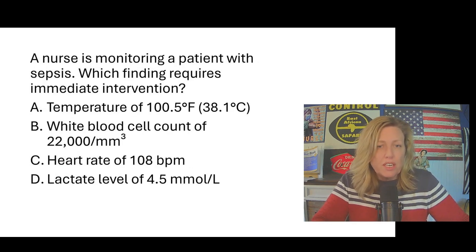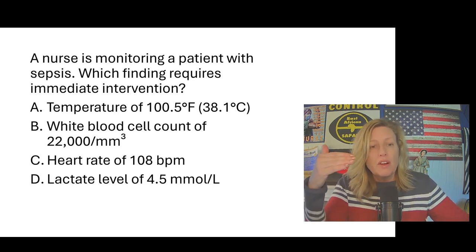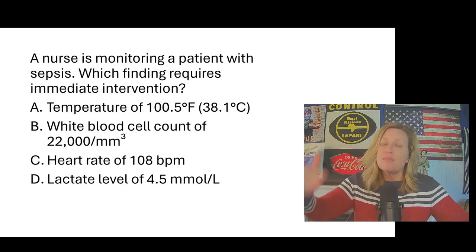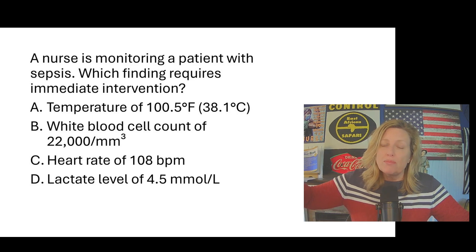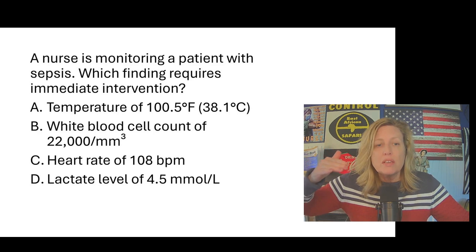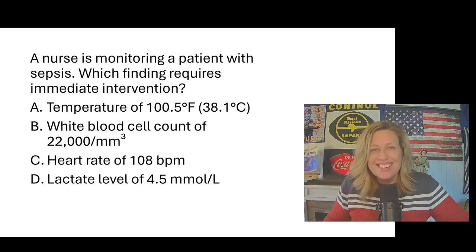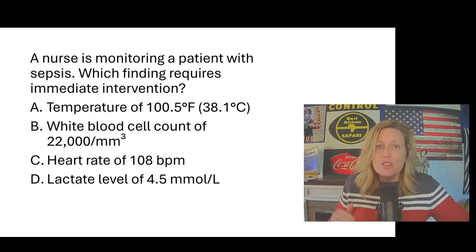I have an entire video on this, so I'm not going to spend a lot of time on it now. A nurse is monitoring a patient with sepsis, which finding requires immediate intervention. So the patient has sepsis. All right, here's another prioritization strategy. When you have one patient and all the symptoms are in the answers, and it says, what are you most concerned about? But Sharon, it doesn't say what are you most concerned about. All right, listen. What requires immediate intervention? The thing we're most concerned about. Okay, so it means the same thing.